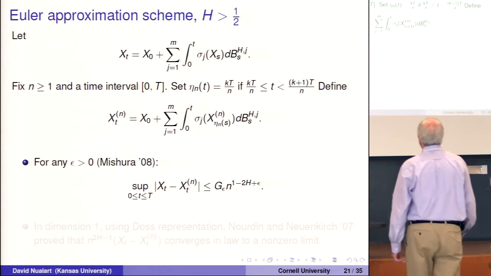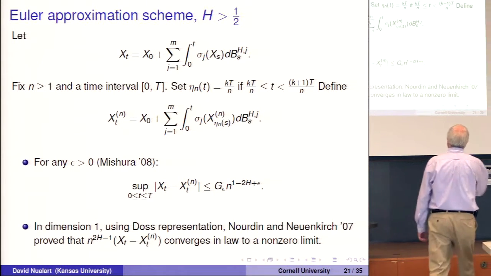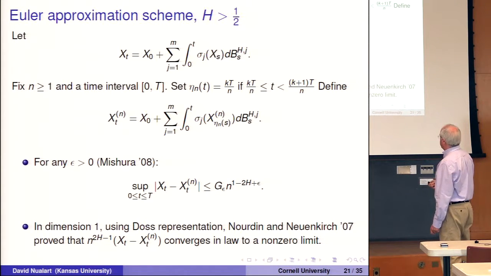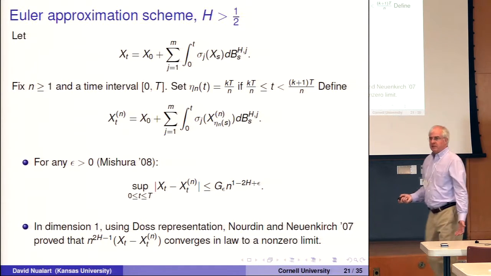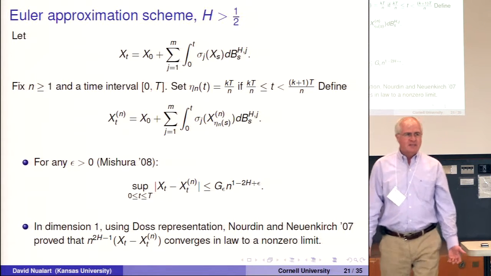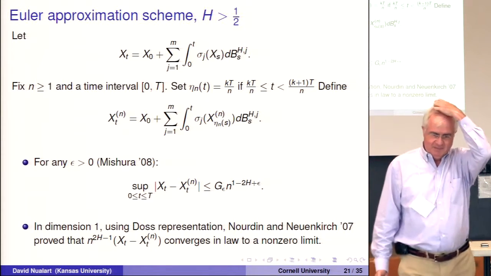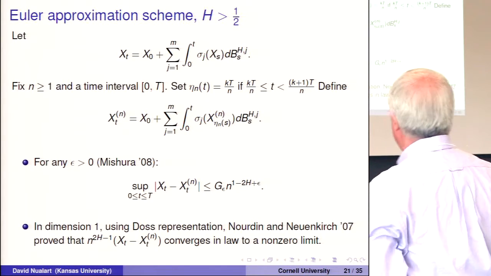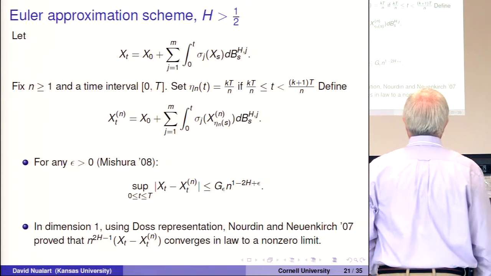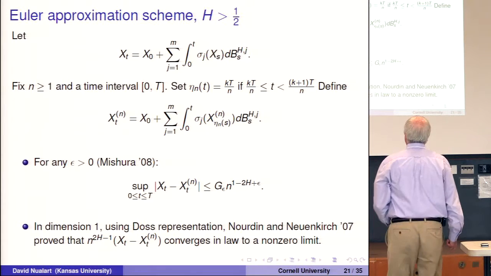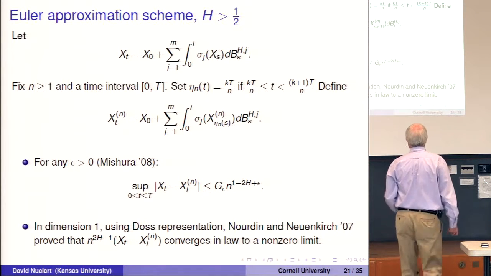Later, there was a paper by Neuenkirch and Nourdin in 2007, where in dimension 1 they proved that this error multiplied by this negative power of n converges now to a non-zero limit. So this means that you cannot improve this rate. These are not very good news. The classical Euler scheme behaves poorly, and there is no way you can fix this.